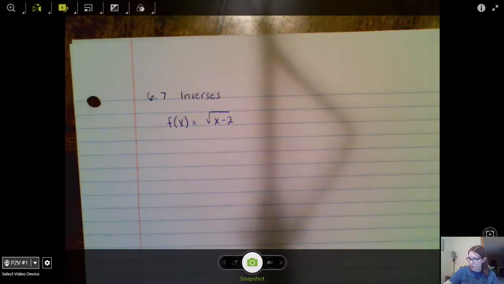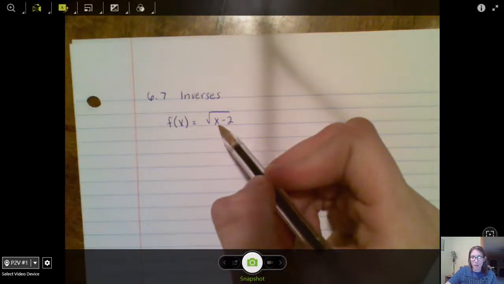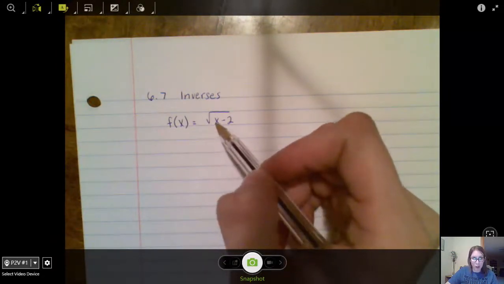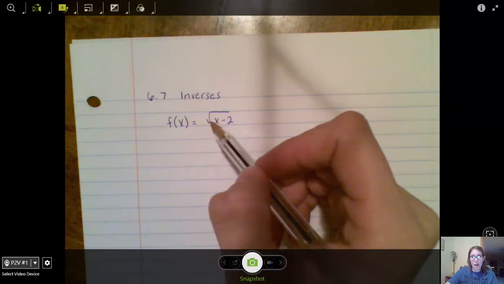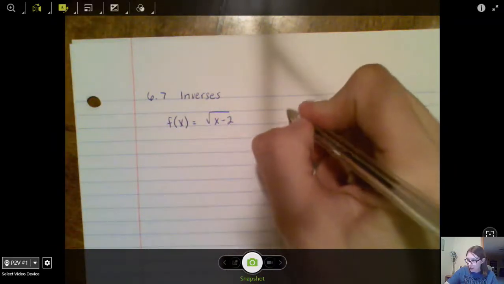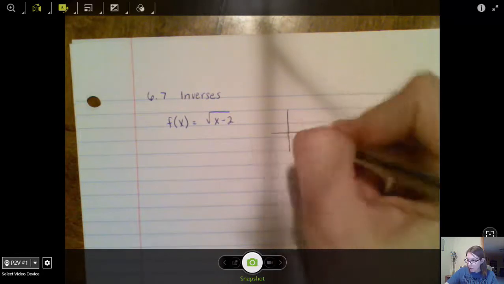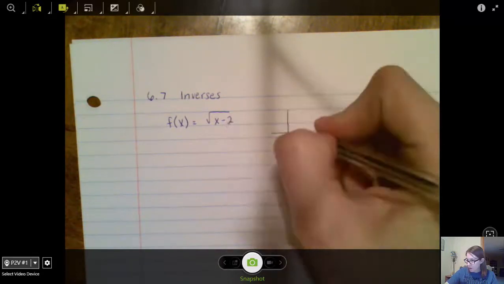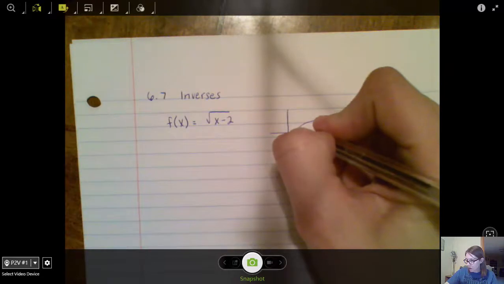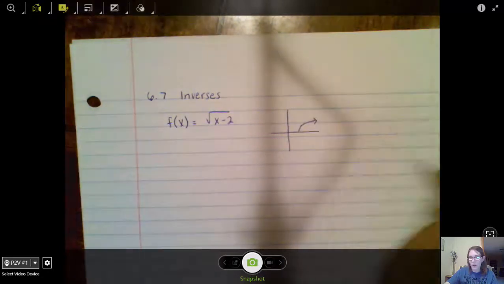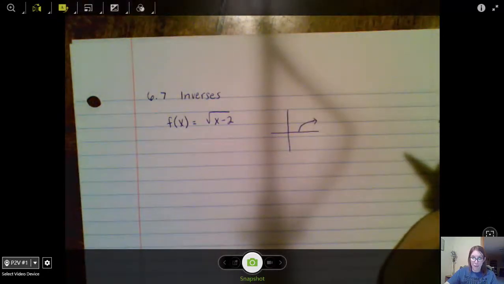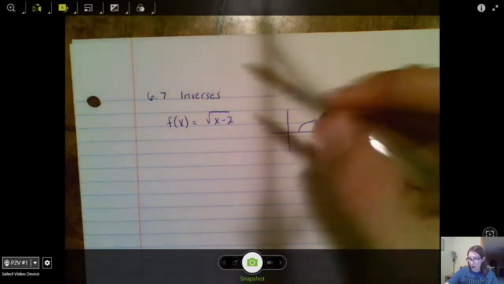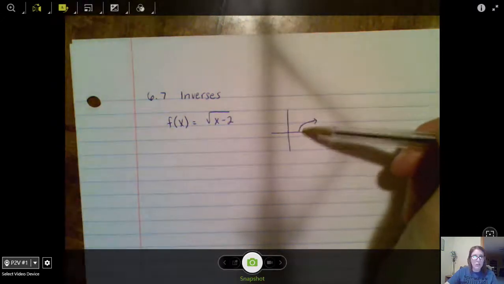But for now, just keep in mind that this is a function because if we plug in a value for x, since that radical is already there, we're just going to get one y value. So we have a function here, all right? We'll end up seeing in our next section that this shape, square root of x minus 2, looks like this. So you might think of it as half of a parabola.